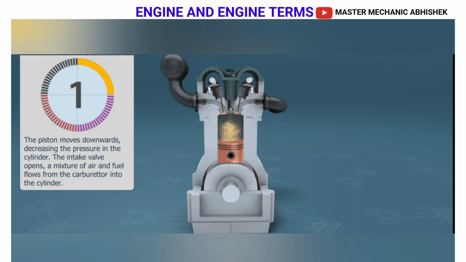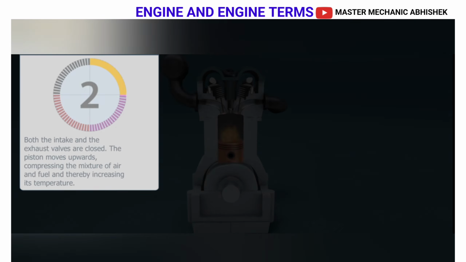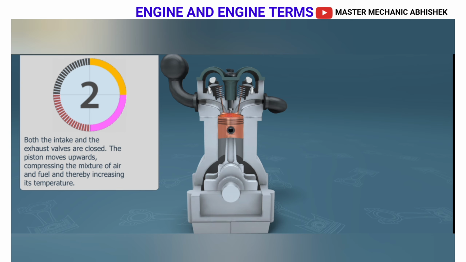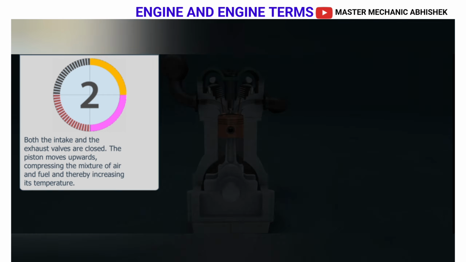The first stroke is intake. The piston moves downwards, decreasing the pressure in the cylinder. The intake valve opens, and a mixture of air and fuel flows from the carburetor into the cylinder. The second stroke is compression. Both the intake and the exhaust valves are closed then. The momentum of the crankshaft and the counterweight causes the piston to move upwards, compressing the mixture of air and fuel, and thereby increasing its temperature.